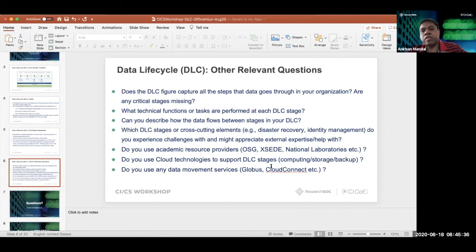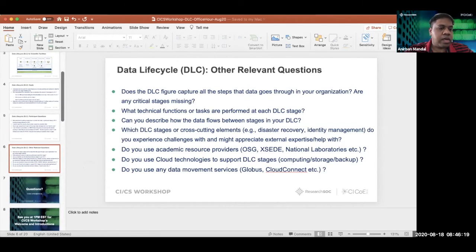I encourage you to go to the CICOE pilot website to get more resources, pointers, documents, and links to things related to data lifecycle. We did have a paper at PERC on this, which has a lot more details and examples for data lifecycle, but mostly from the large facilities viewpoint. So I would encourage you to read that paper. Maybe I should have provided the citation here. Let me try to find it. I'll paste the citation in the chat.